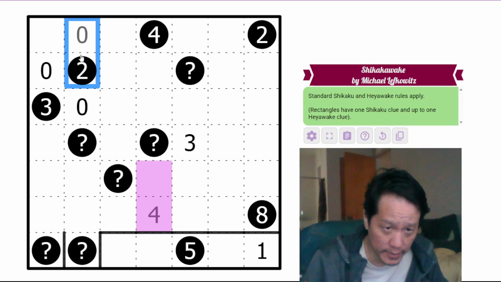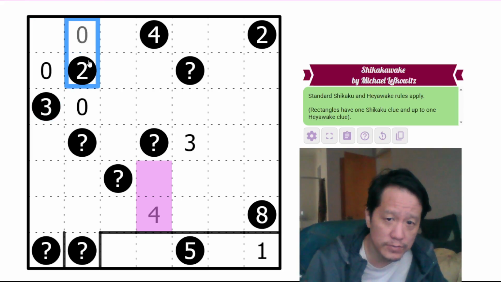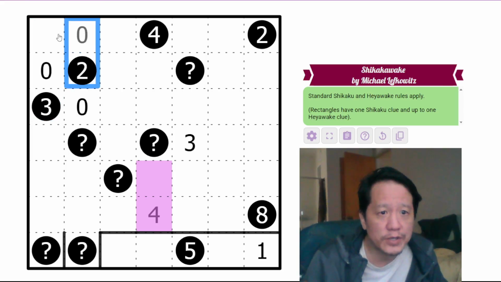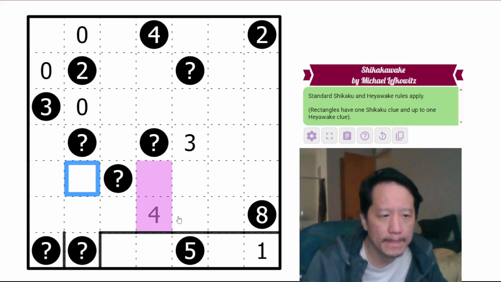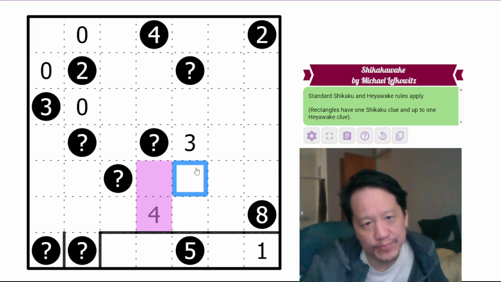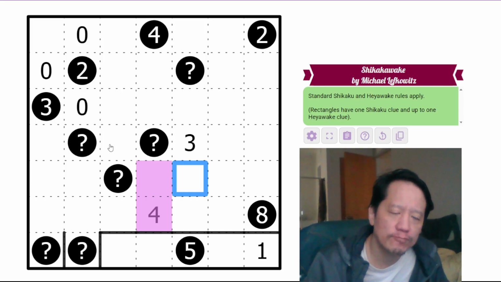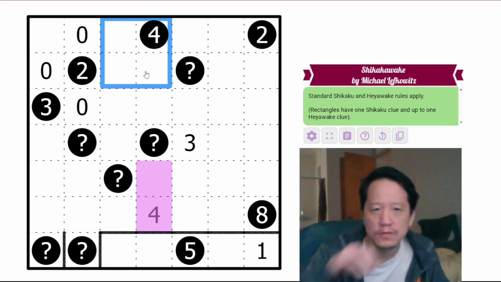This cannot be, well, it could be 0 and then 0. So again, we can have up to 2 rooms worth of white cells in a row. This 4 can only be 4, 4, 4, or 4.